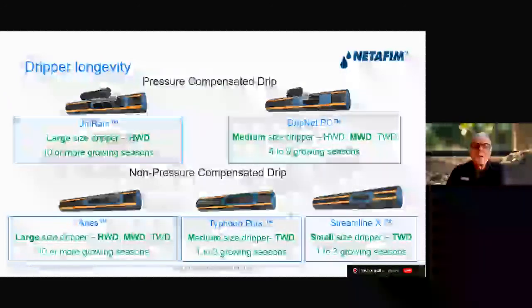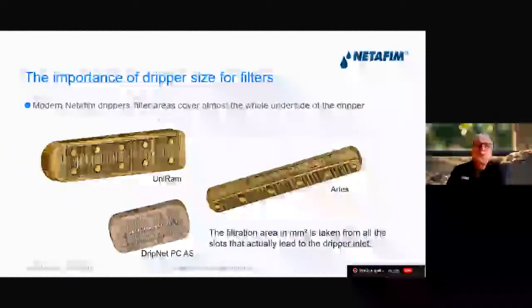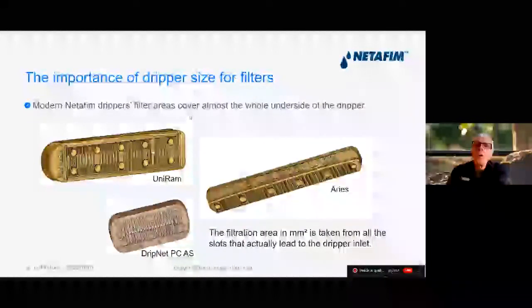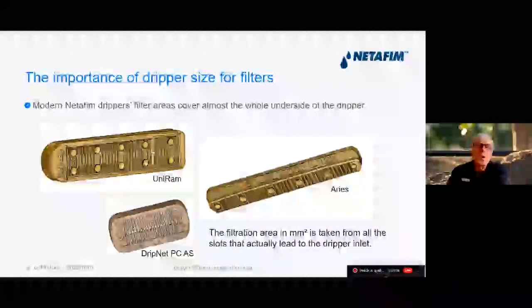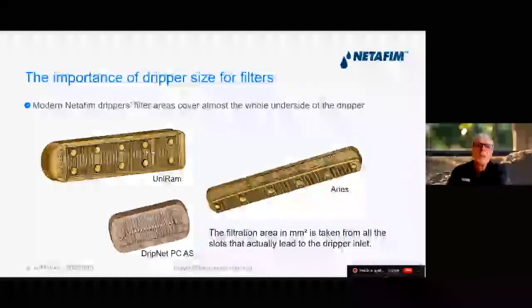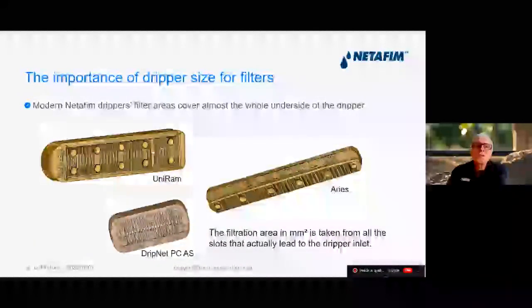Now, with drippers these days, the filter areas cover almost the whole underside of the dripper. So if we look at Uniram, this is the whole underside of the dripper there, and everything where you see those veins, that actually is the filter itself. The gap between these veins is the degree of filtration that we want to achieve. Same with DripNet PC AS, and the same with Aries. The filtration area in square millimeters is taken from all the slots that actually lead to the dripper inlet.